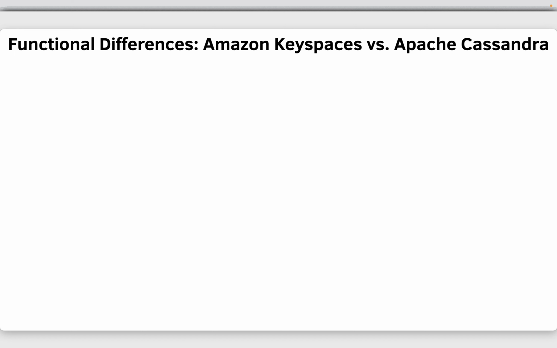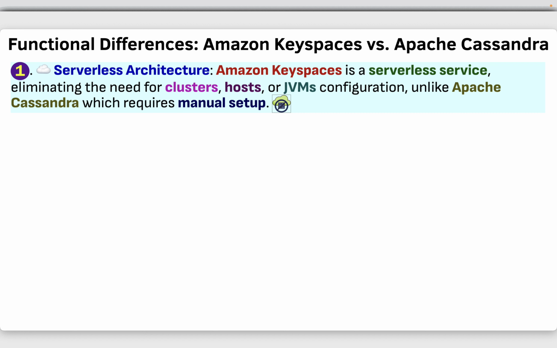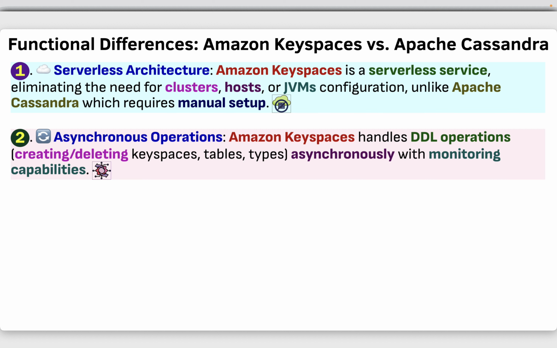Functional differences between Amazon Keyspaces and Cassandra. First one, serverless architecture. Keyspaces is serverless and there are no clusters, no hosts or JVMs to configure, unlike Apache Cassandra, which requires manual configuration of these elements. Asynchronous operations. Amazon Keyspaces performs data definition language (DDL) operations such as creating and deleting keyspaces, tables and types asynchronously. You can monitor the creation status of these resources.